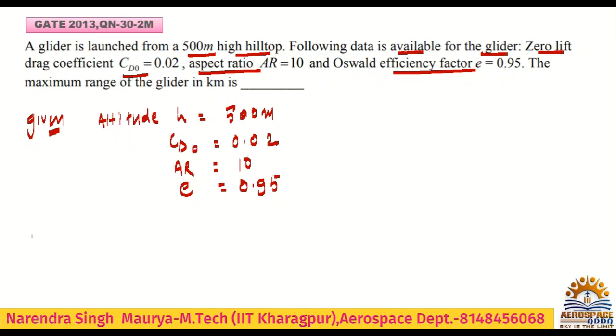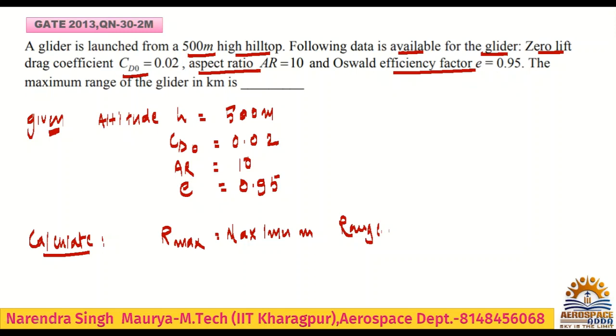The maximum range of the glider in kilometers, so we need to calculate the maximum range. So first, based on this given data, we'll draw the diagram so that we can easily resolve the force.